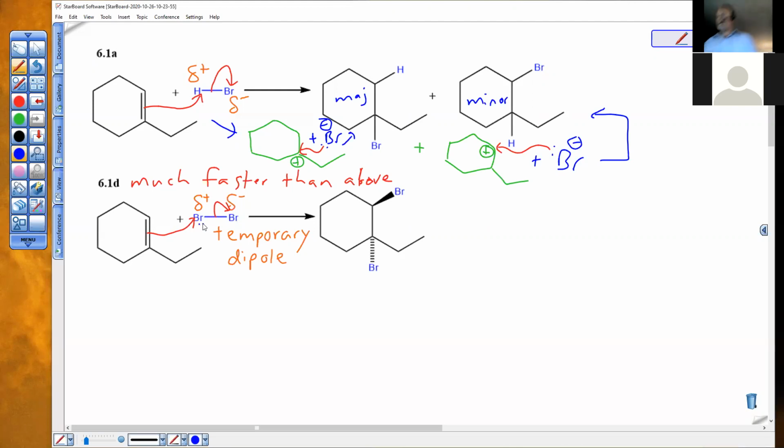Bromine's got lone pairs. Lone pairs can be used to make bonds. You already knew it right here. Making a bond. Making a bond. Making a bond, right here. Well, it should be the same color, red.